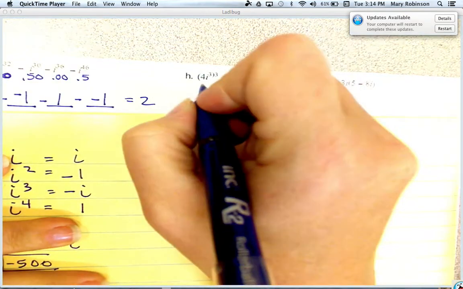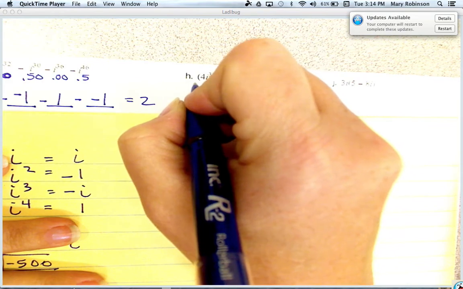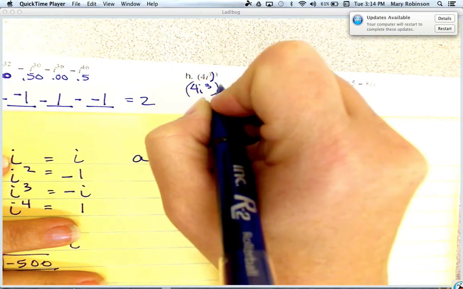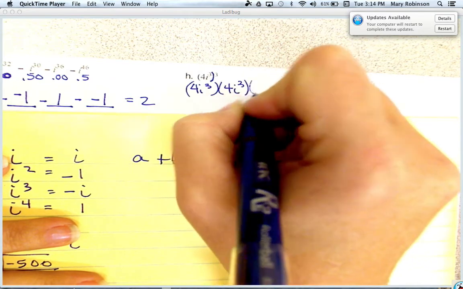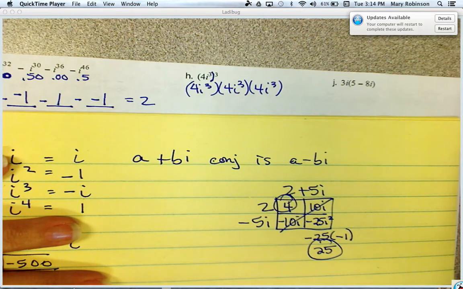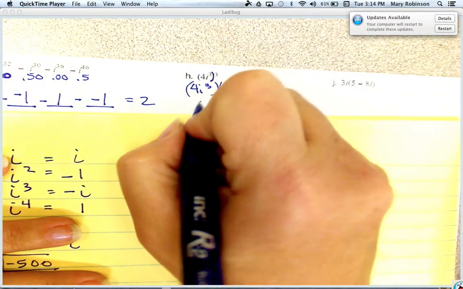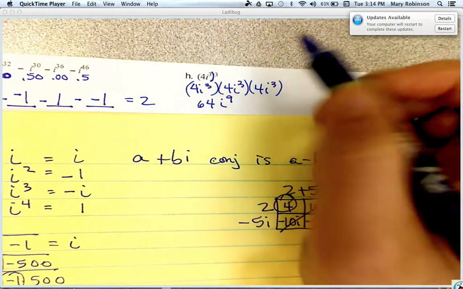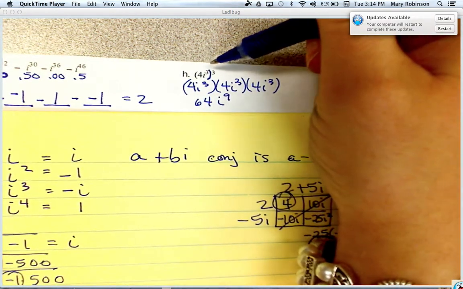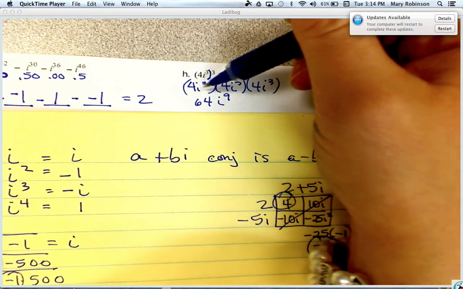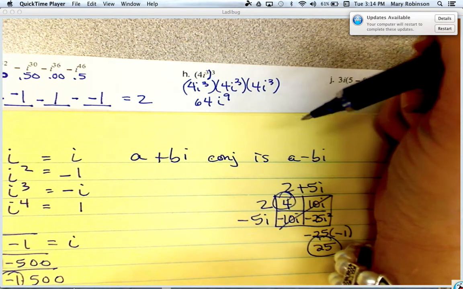So for h, remember that this is repeated multiplication. So this is 4i cubed 3 times. So 4 times 4 times 4 is 64. And we have i to the 9th power. Just think, my rules for exponents say that if I have a power raised to a power, I multiply exponents. But if you were to expand all of them, you would see that you had 9 i's total.